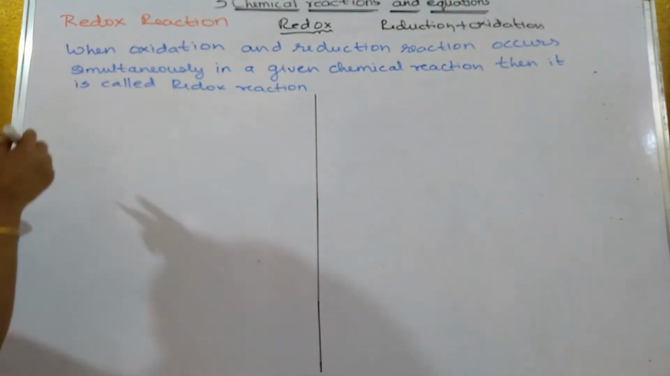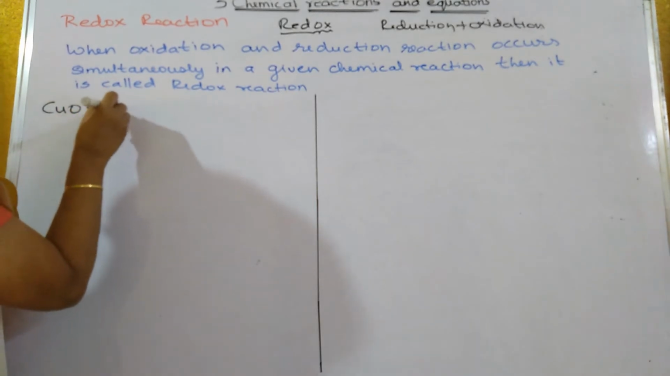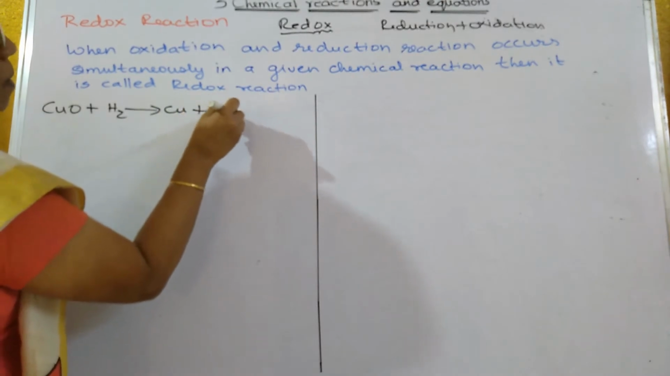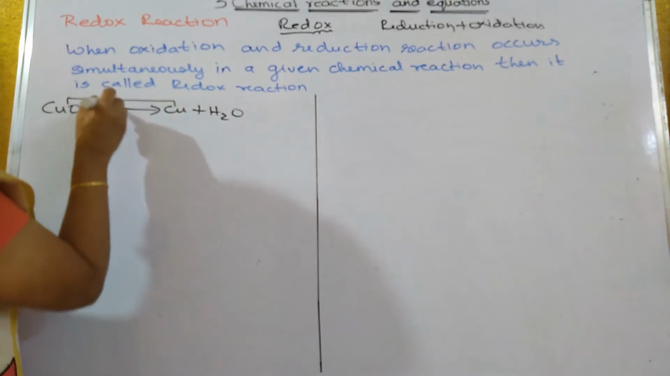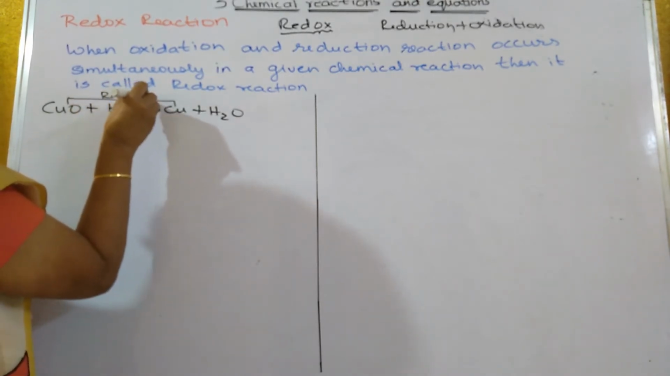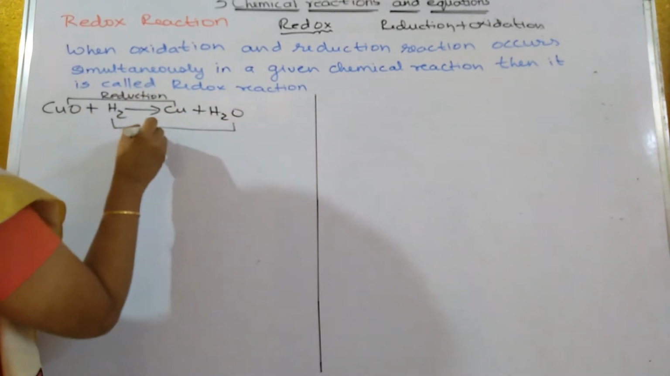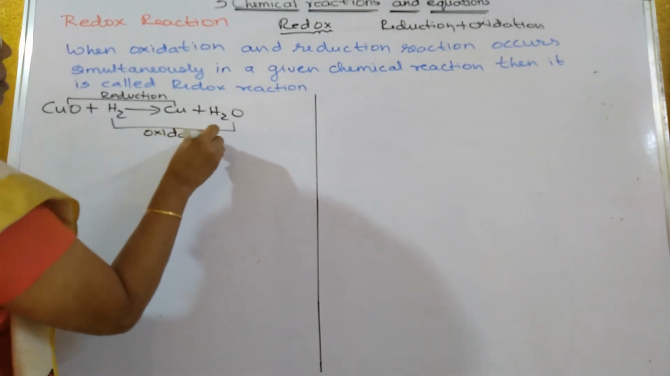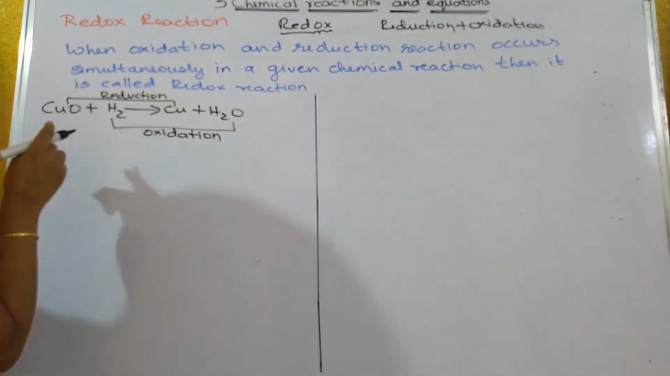Now for example, CuO plus H2 gives Cu plus H2O. In this, CuO loses oxygen to form Cu, hence it is reduction, because it loses oxygen. And H2 gains oxygen, therefore it is known as an oxidation reaction. So in the same reaction, both reduction and oxidation take place. Therefore, this is an example of a redox reaction.